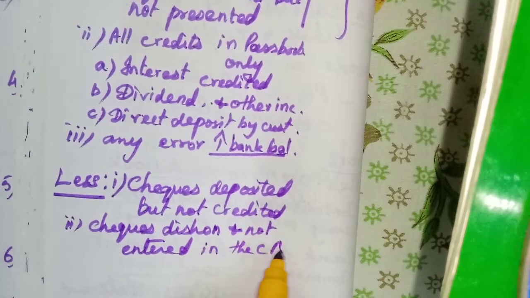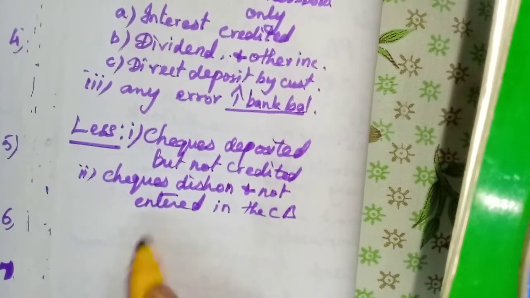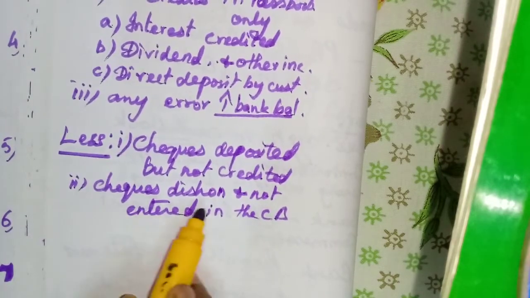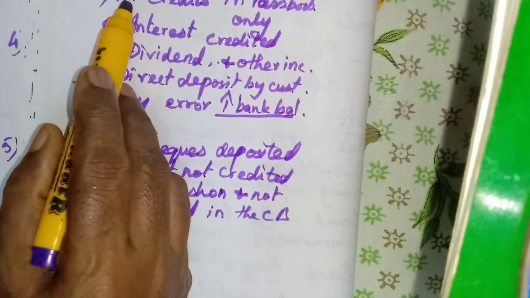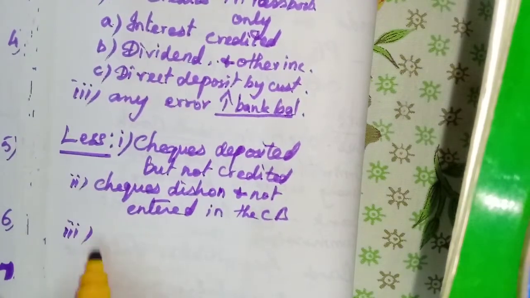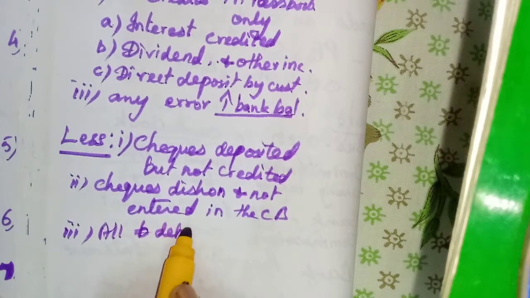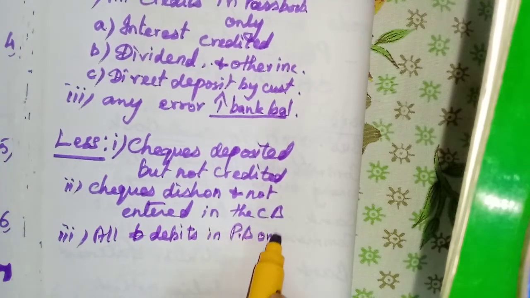In the cash book, each and every item I will explain to you, but tomorrow onwards we will start doing the problems. I will go very fast. Within 2 or 3 days I will complete this lesson. Check dishonored but not entered in the cash book. Then opposite to this, all credits in the passbook. Here all debits in the passbook only.